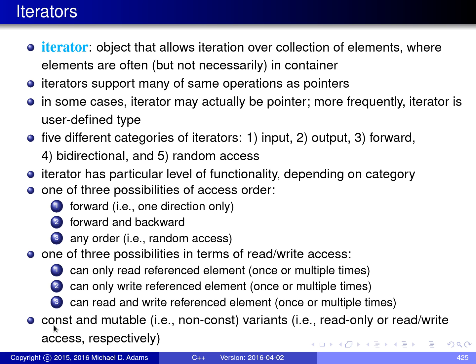And then lastly, iterators come in both const and mutable forms. By mutable, I mean non-const. A const iterator is an iterator that cannot be used to modify the thing that the iterator refers to. In other words, it's like a pointer to const. A mutable iterator or non-const iterator is an iterator where we're allowed to modify the thing that the iterator refers to. In other words, it's like a pointer to something that's non-const.